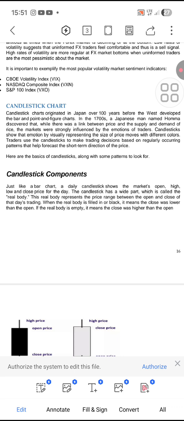So this candlestick chart originated in Japan over 100 years ago, and that's what is used in modern trading. It developed from the bar and point figure chart. A Japanese man named Homma discovered the candlestick chart.